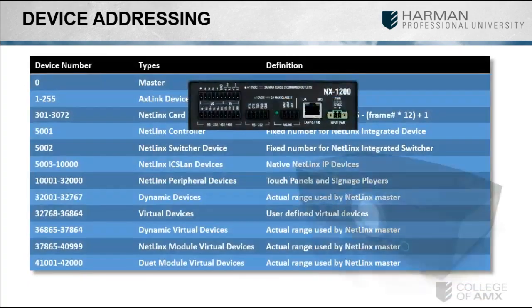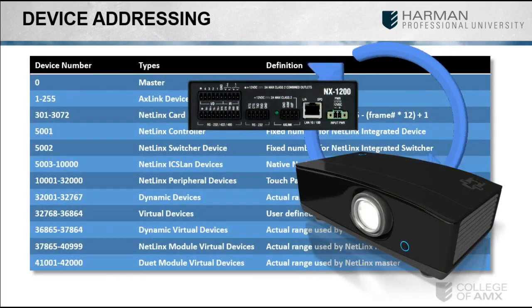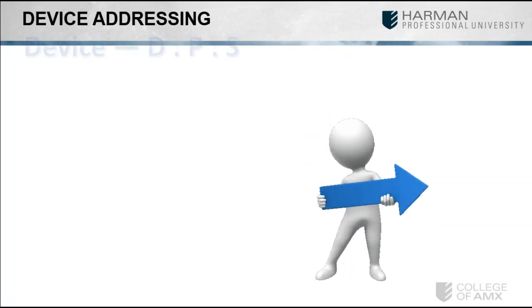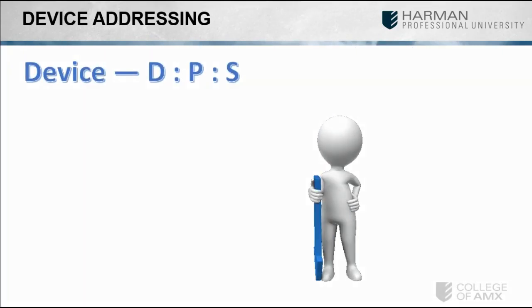The final set of device numbers I want to talk about are IP devices. More and more devices these days are controlled over IP. But how do we reference a third-party IP device in our code? For instance, we might have a projector in a conference room that is connected to our network. Instead of running an RS-232 cable to the projector, let's simply control it over the network. Therefore, any and all IP devices will have a device number of 0. Now that we learned about the D in DPS, let's move on to the next part, the P.